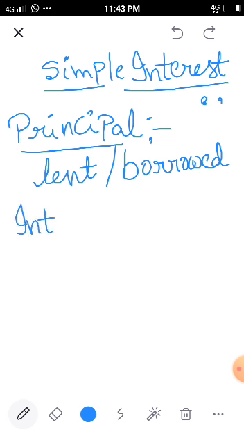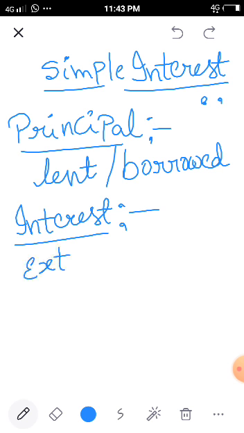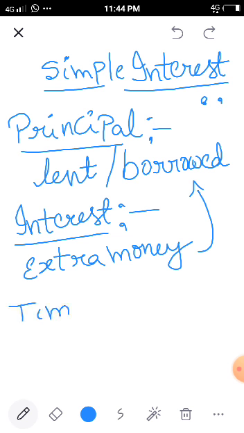Next, the second important term is interest. The extra money, the additional amount that we will pay to the lender, is called interest. Extra money will be paid to whom we lend the money. That is interest.